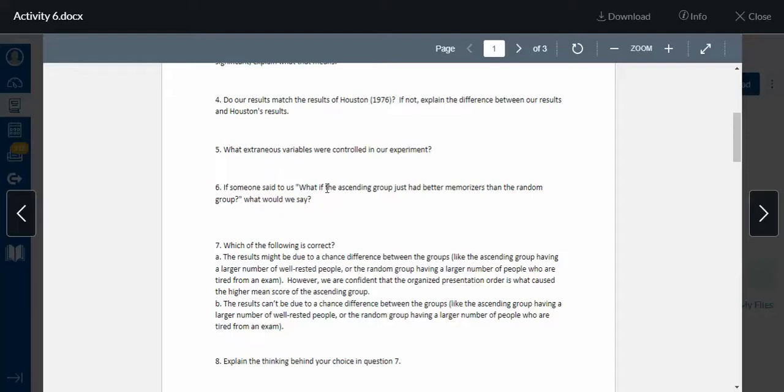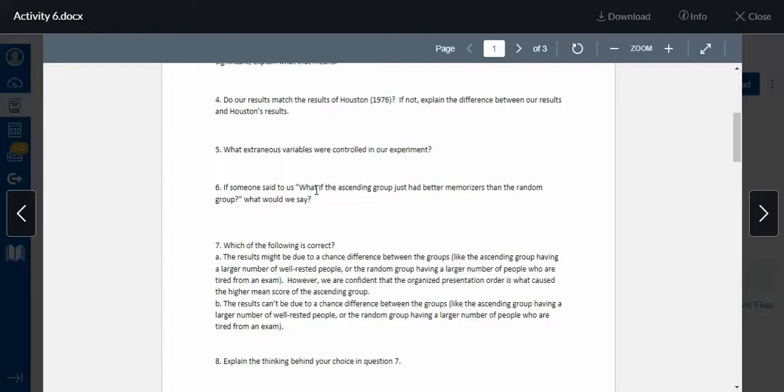This one says, what if the ascending group just had better memorizers than the random group? Well, what this is, it's if we did this experiment and the ascending group did better than the random group, and we described our results to someone else, that person might come back at us and say, well, how can you confidently say that the ascending order made them do better? Because what if that first group simply had people who were better at memory in general? What if group one would have done better regardless of what order they got the items? What if they were just really good at the task?